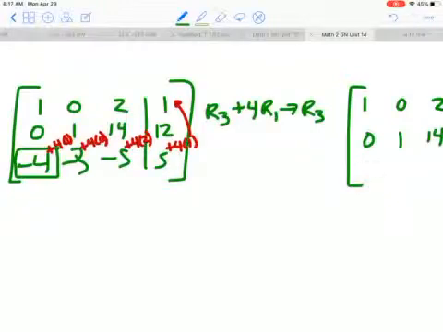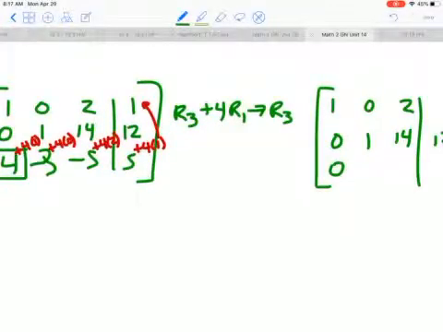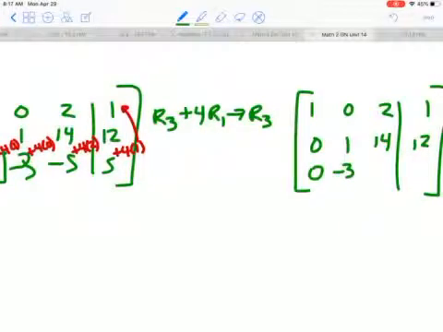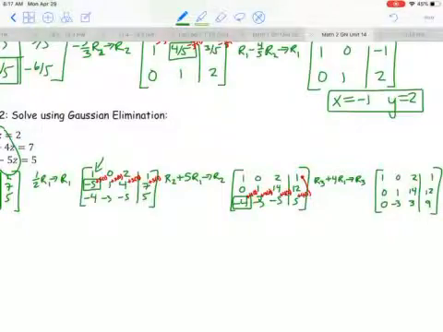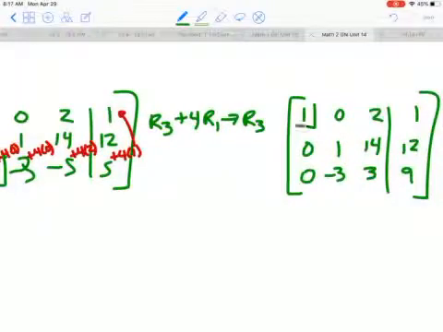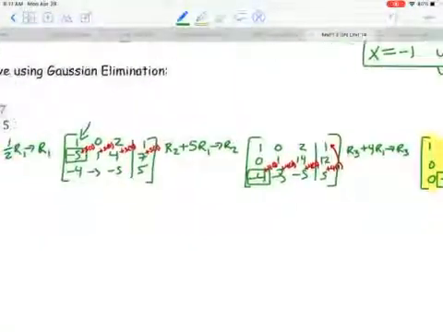So for that first one, you get 0. Negative 3 plus 0 is still negative 3. Negative 5 plus 8 is 3. And 5 plus 4 is 9. So now, I'm trying to get, let's see, we have the 1 here. Let me mark them all. So we have the 1, 0, 0. The next column we have the 1 and the 0, so I only need to change this guy. It's going to be making that a 0.